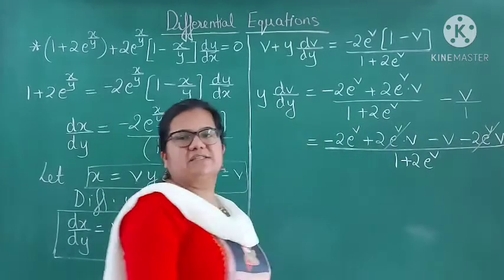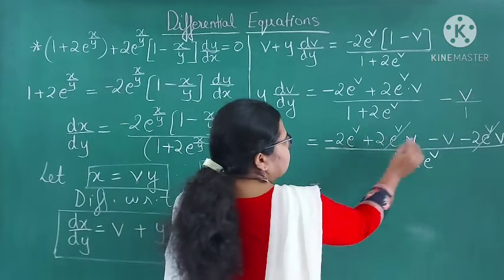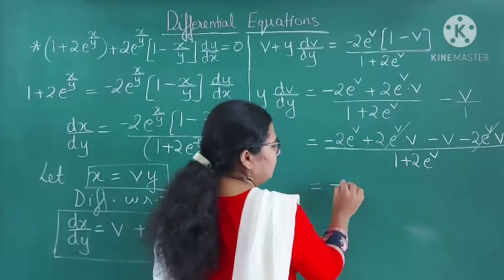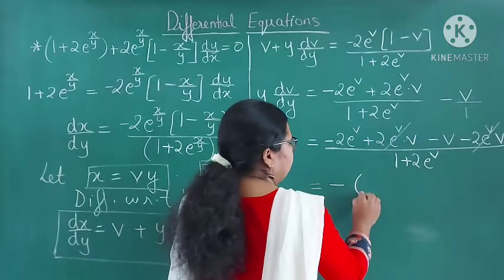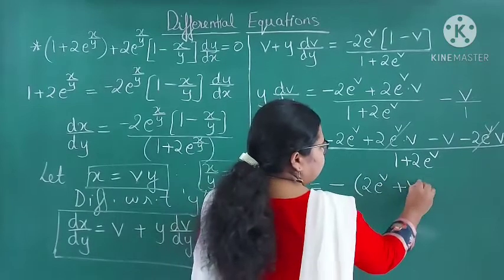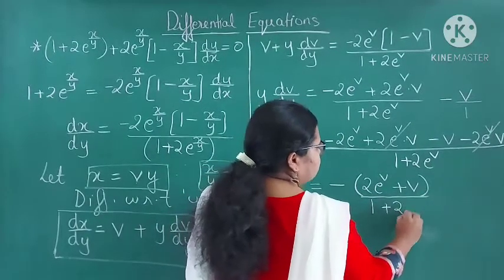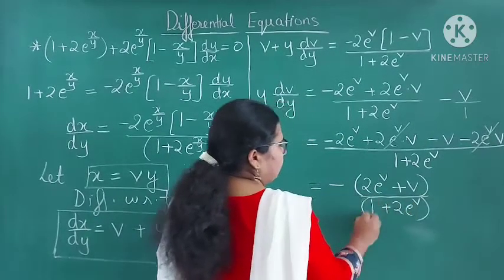So plus minus terms get cancelled. Now what you remain with here is minus and minus. Both the terms are minus. So I will take the minus sign common out here. 2 e raised to v plus v, minus sign I will take common out, upon 1 plus 2 e raised to v in the denominator.